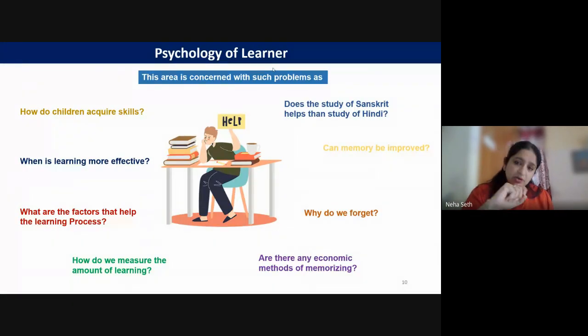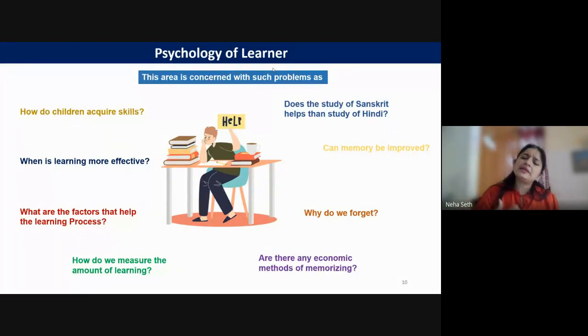When we are talking about the psychology of the learner, there are certain concerned areas or problems that we need to focus on, like why we are studying psychology. We need to answer these kinds of questions. Does the study of Sanskrit help more than the study of Hindi? Can memory be improved? Why do we actually forget? Are there any economic methods of memorizing? Is there any way we can purchase memory?